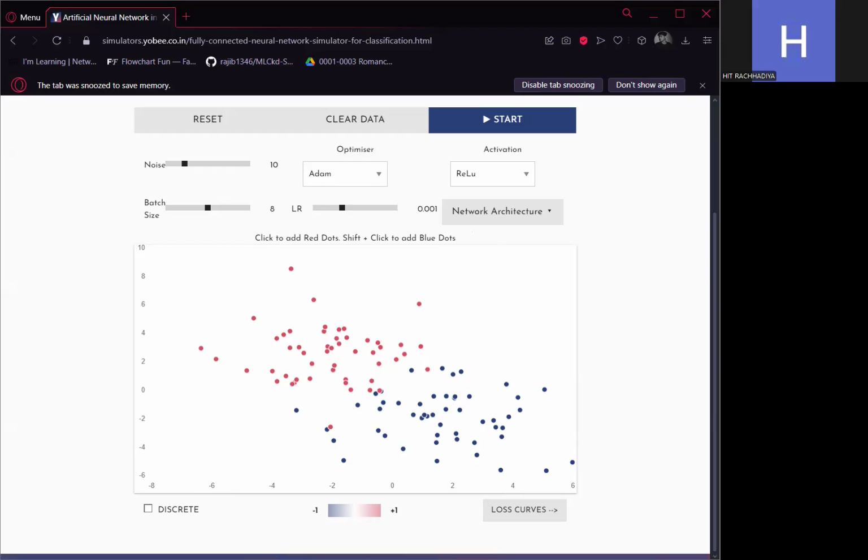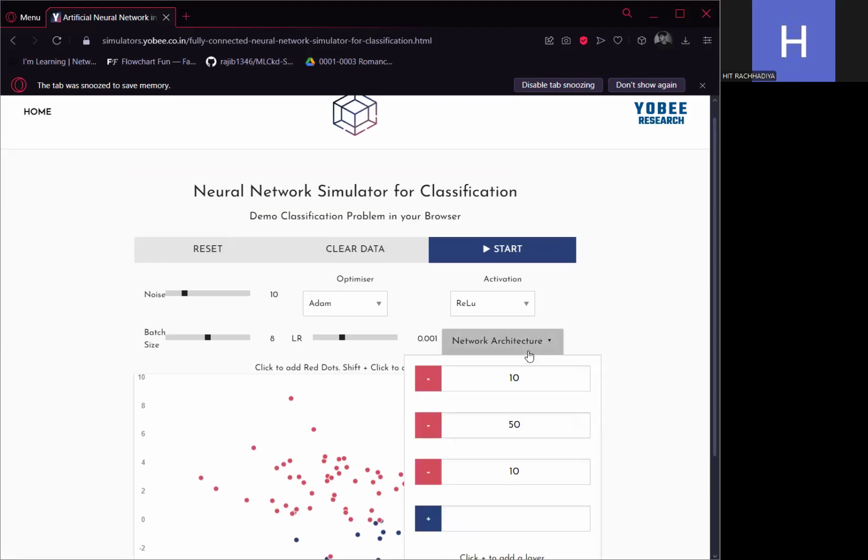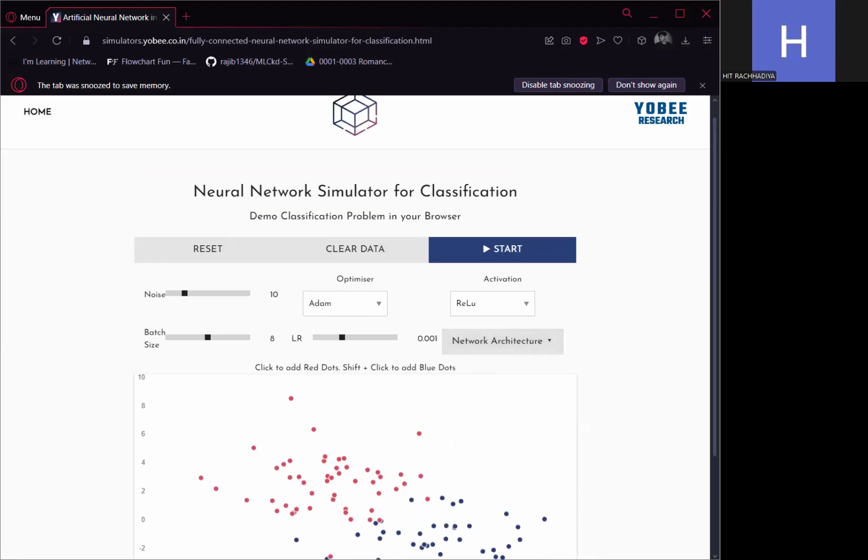Then the last option given to us is network architecture. Network architecture defines the structure of the artificial neural network, including the number of layers and the number of neurons per layer.